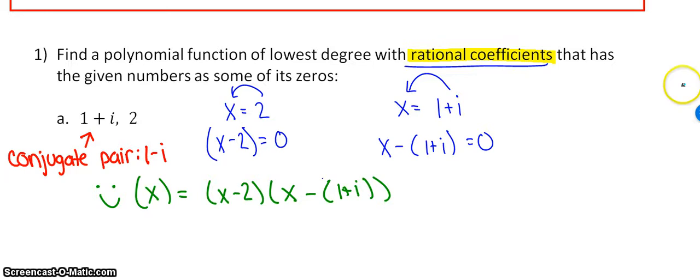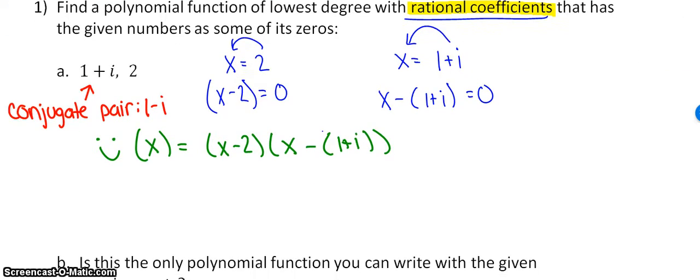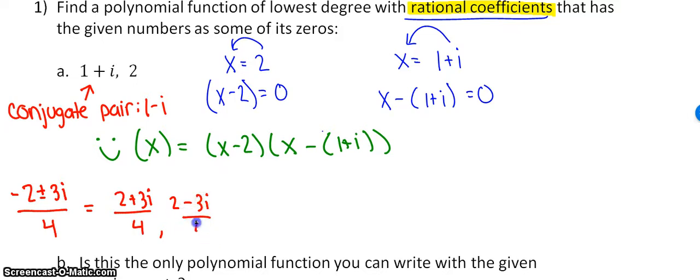Which makes sense if you think back to our quadratics discussion with discriminant and quadratic formula. If I had something like, in the quadratic formula, negative 2 plus or minus 3i over 4, I would have two zeros here. One would be 2 plus 3i over 4, and one would be 2 minus 3i over 4. Okay, so they always come in pairs. They're the exact same thing except opposite sign in the middle. And that applies to any polynomial.